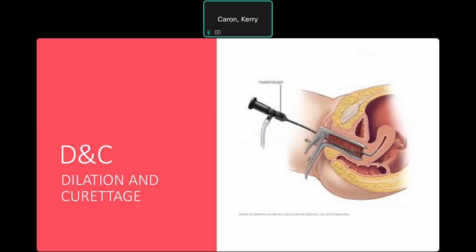D and C is dilation and curettage. So the cervix is dilated, a speculum is inserted into the vagina, and then curettage is a scraping tool. So usually it is for the purpose of removing placental fragments left in the uterus following childbirth that were not expelled, or endometriosis, or other reasons. This is a surgical procedure.